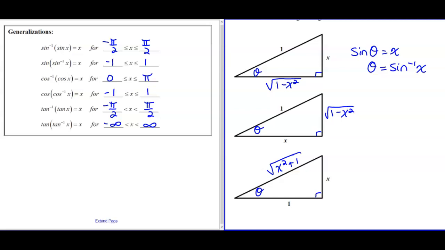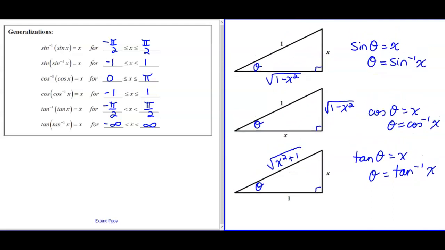Adjacent is x, so I'm going to use cosine. So theta would be inverse cos of x. Or you can use arc cos, remember, same meaning. That's quite often used, arc instead of the inverse sine. On this one, tan theta equals x, so theta equals tan inverse of x. Okay?